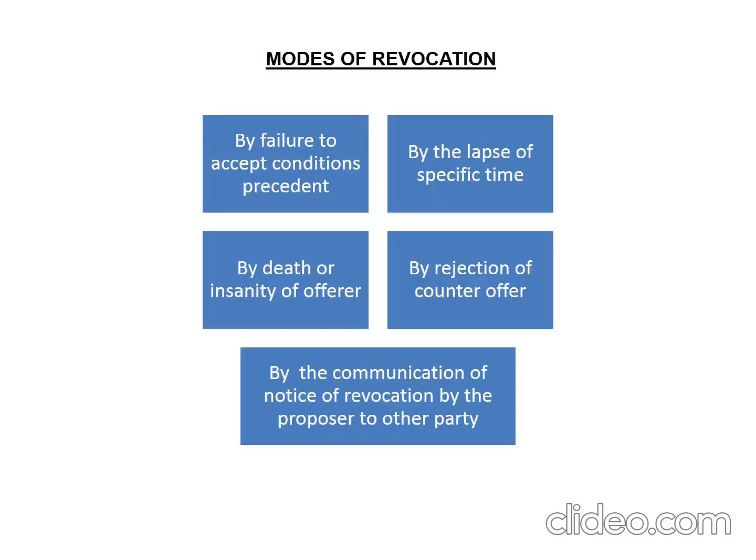The last part is the mode of revocation. When you make an offer, the revocation can be made in the following ways. First, by failure to accept a condition precedent. Whatever conditions are mentioned in the offer, if you do not accept the conditions, the offer gets revoked or cancelled. By a lapse of specific time: if you do not accept the offer within the specified time limit, then the offer gets revoked. By death or insanity of the offerer, the person who makes the offer: if he becomes insane, then the offer is not standing and it gets revoked.